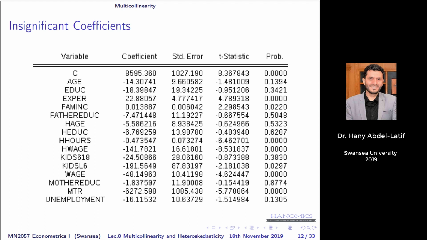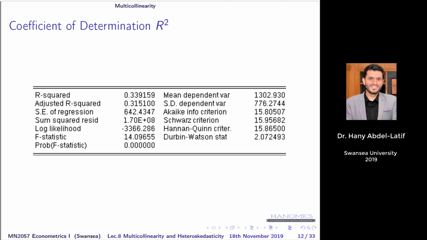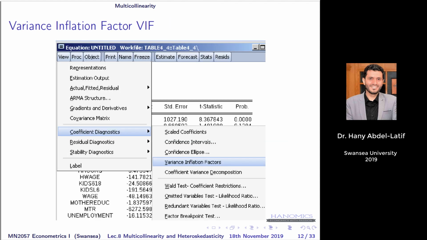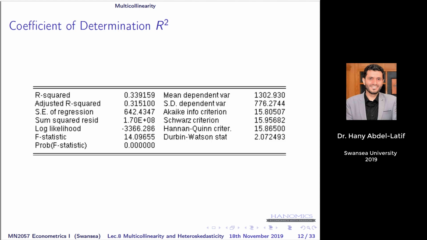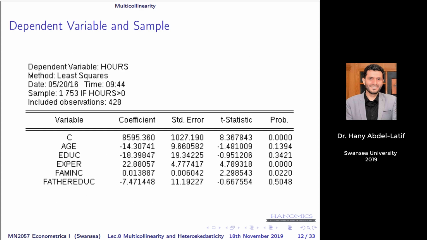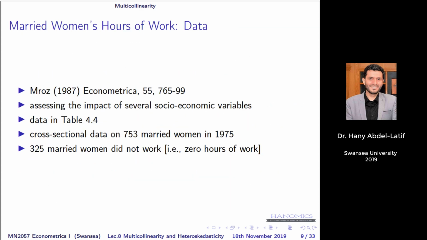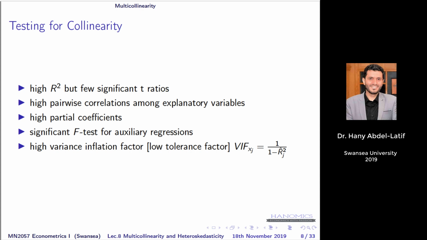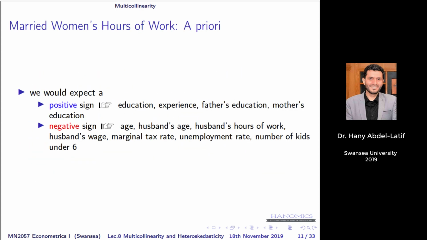So what we need to do then, when we suspect that we have multicollinearity, what should we do? One more thing we could do, as I said when we talked about how to detect multicollinearity, we said we could look for a high R squared but few significant coefficients, but also we can calculate the variance inflation factor. So I just want to show you quickly how we can get this.